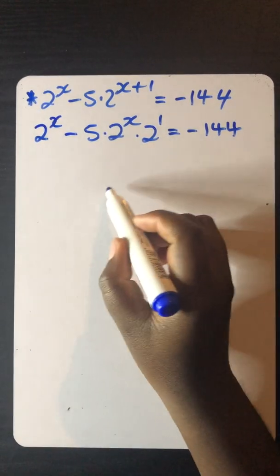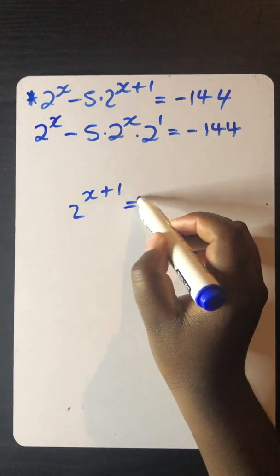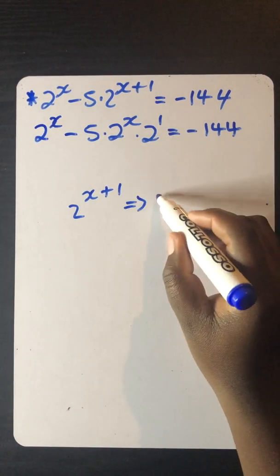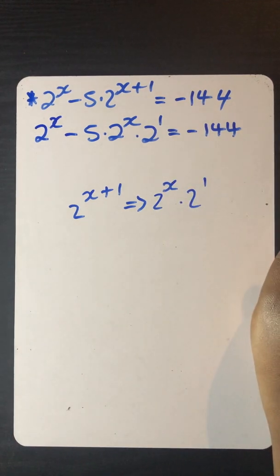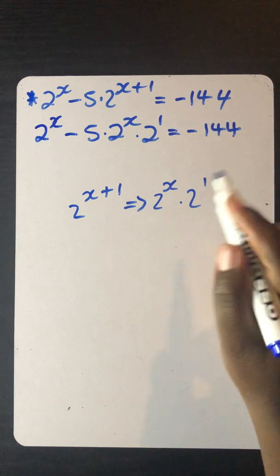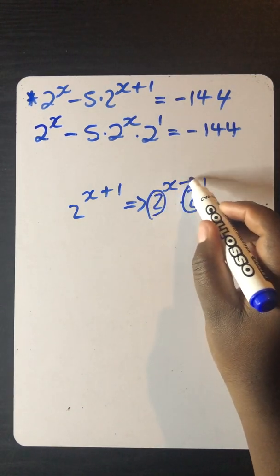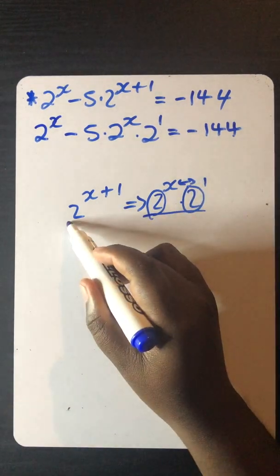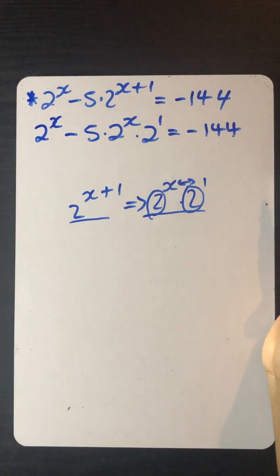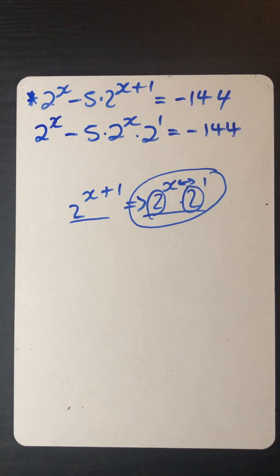Remember, 2 to the exponent x plus 1 can be rewritten as 2 to the exponent x multiplied by 2 to the exponent 1. Why, ladies and gentlemen? It's because the bases are the same, you add the exponents. So writing it in this format is actually the same thing. But why did we have to write it that way? That's what I want to show you quickly.